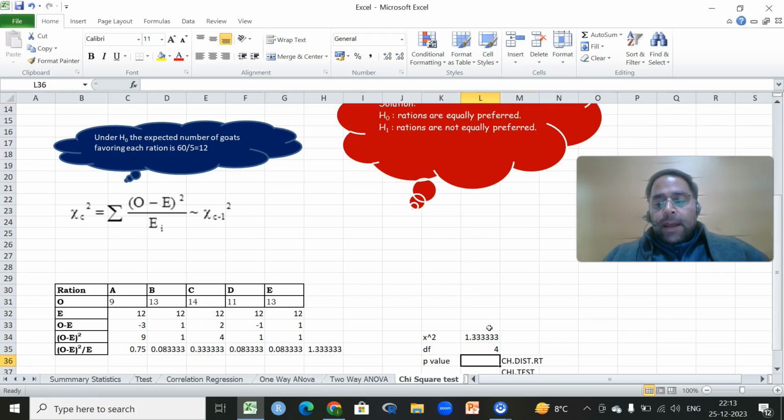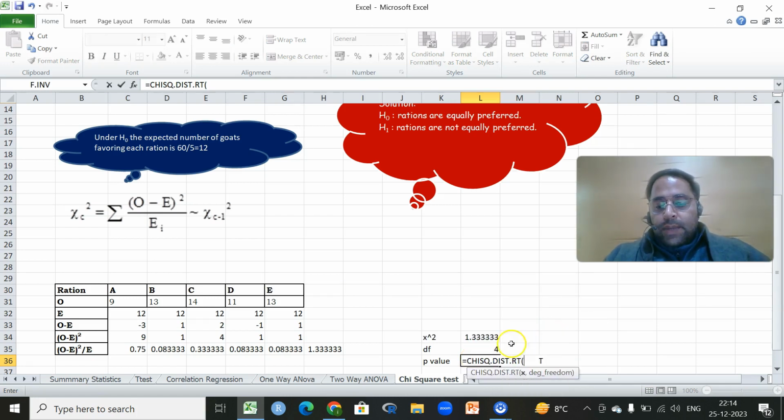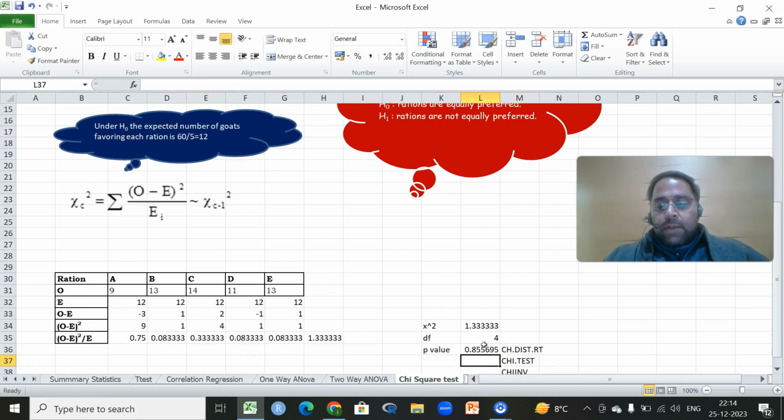For that we need to get a p-value. Based on that, we will make a decision whether we are able to reject this hypothesis or to accept it in its own form. For that, we'll be using the function CHISQ.DIST.RT, then the value of the chi-square, comma, the number of degrees of freedom is 4, so we have a p-value here, that is 0.88.